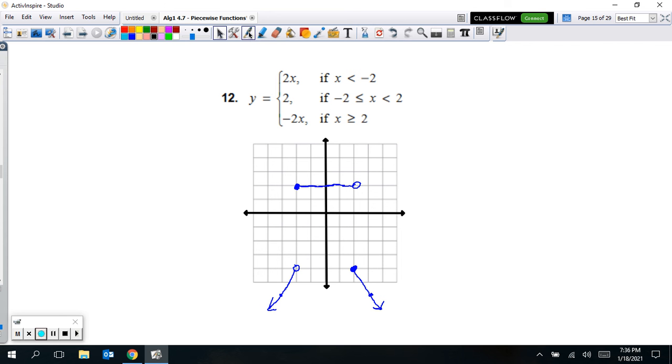As far as domain and range, our domain is everywhere. It's everywhere all the way until we get to negative 2. At negative 2, it's going along here from all the way to 2, and it's equal to 2 here, picks it up, and it keeps going. So it's everywhere, all real numbers on the x-axis.